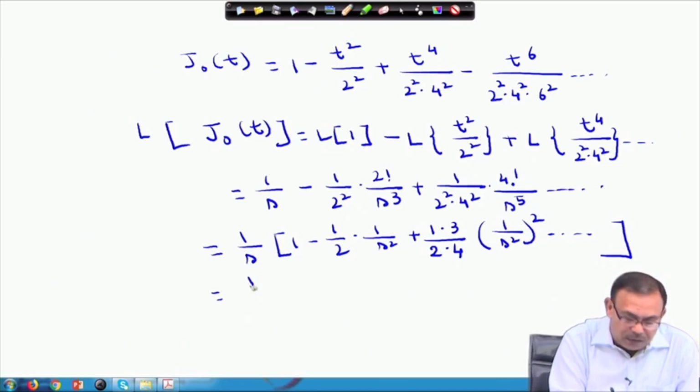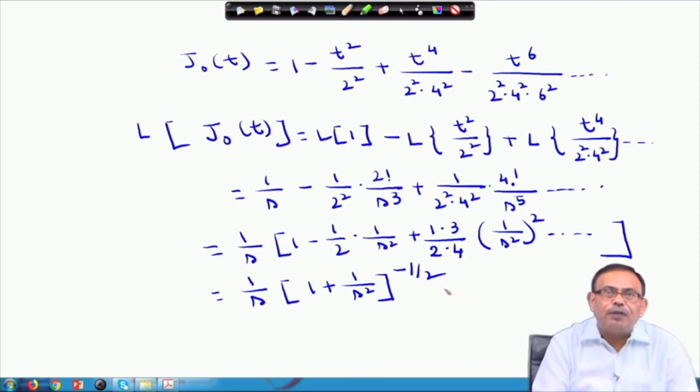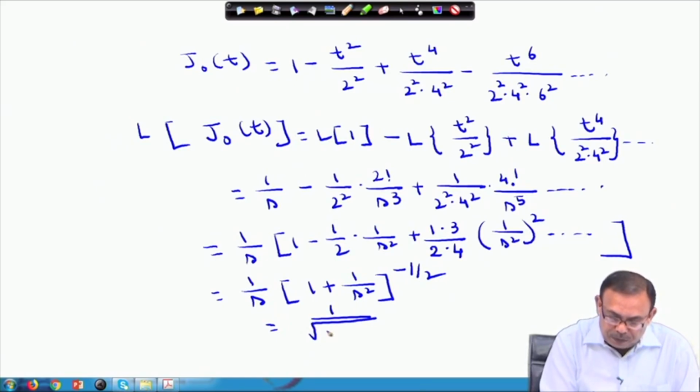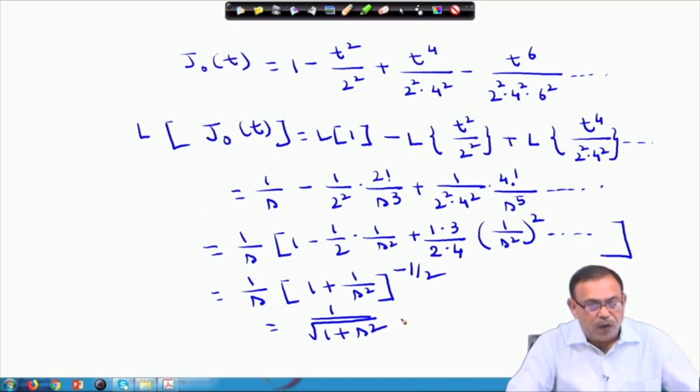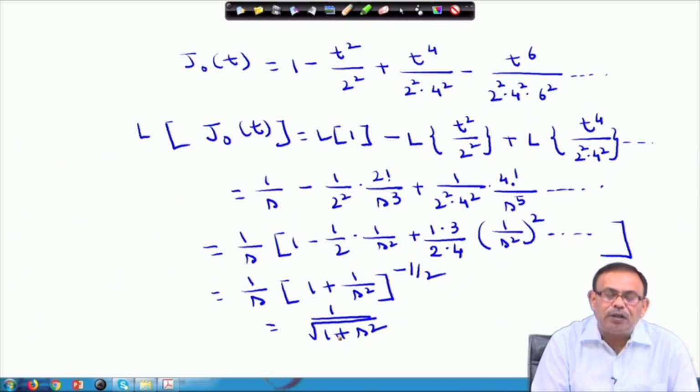And this series is nothing but 1 by s into 1 plus 1 by s square whole to the power minus half, the series of 1 plus x to the power minus half, which we can write down. This is a series known to us, so it becomes 1 by s into 1 plus 1 by s square to the power minus half. If I break it, I will obtain 1 by root over 1 plus s square. Therefore, the Laplace transform of J0(t) is nothing but 1 by root of s square plus 1, and we can evaluate it this way.